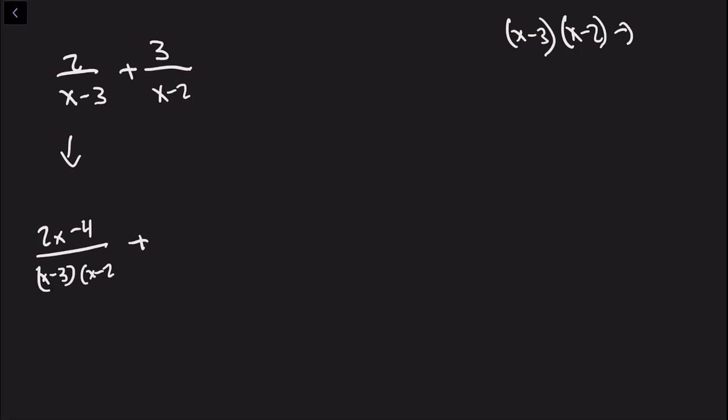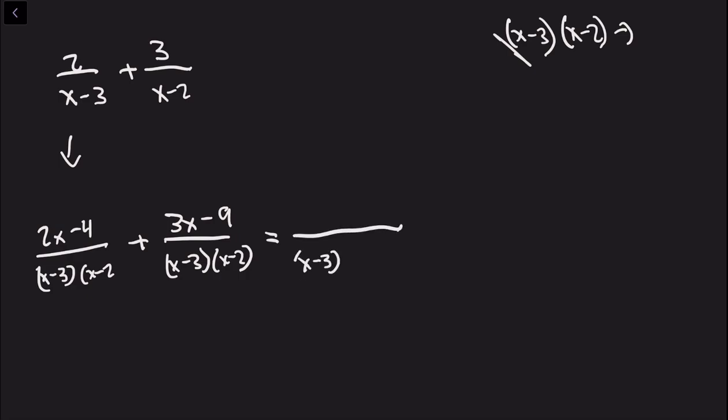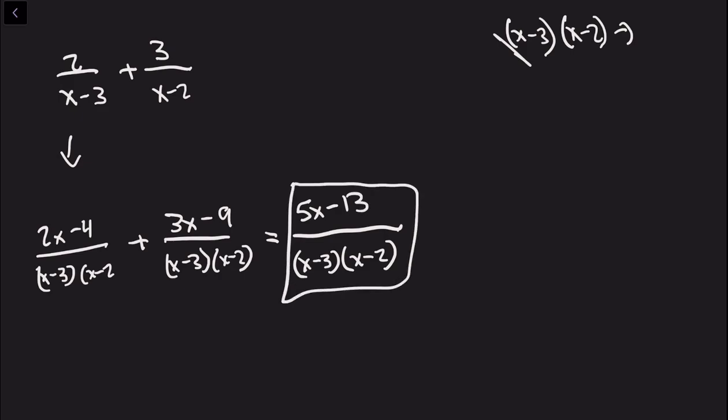And then we're adding that to, how do we get the common denominator for the second term? Well, we have x minus 2. How do we get to that common denominator? We multiply by x minus 3. So that's what we're going to do here. 3 times x minus 3 is going to be 3x minus 9. And then on the bottom, we'll have our common denominator of x minus 3, x minus 2. So now in our simplified answer, we'll have x minus 3, x minus 2. And then on the top, we'll just add them like normal. 2x plus 3x is 5x. And then negative 4 plus negative 9 is negative 13 as our final answer.